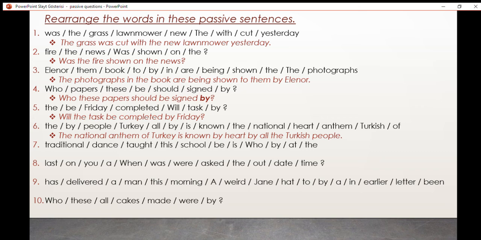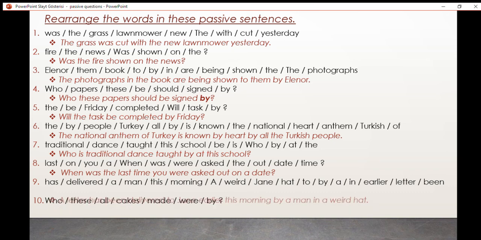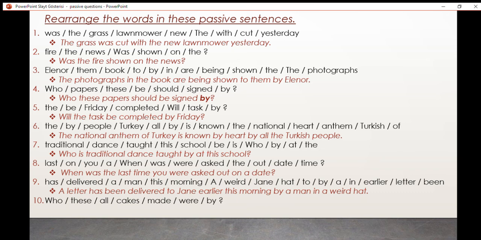The national anthem of Turkey is known by heart by all the Turkish people. Who is traditional dance taught by at this school? When was the last time you were asked out on a date? A letter has been delivered to Jane earlier this morning by a man in a weird hat, or by a weird man in a hat. Who were all these cakes made by? Who by?